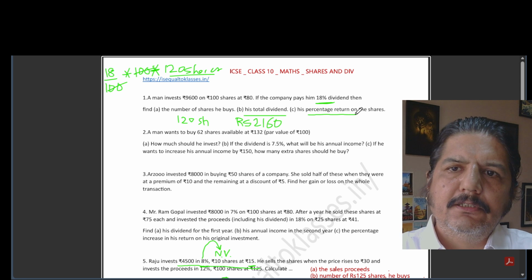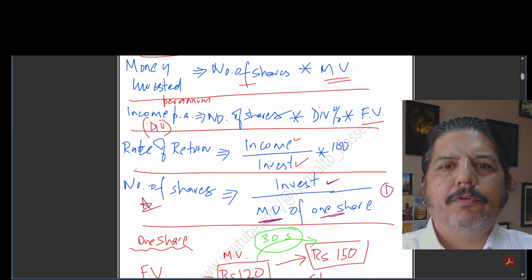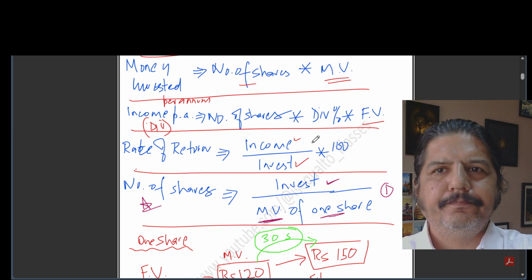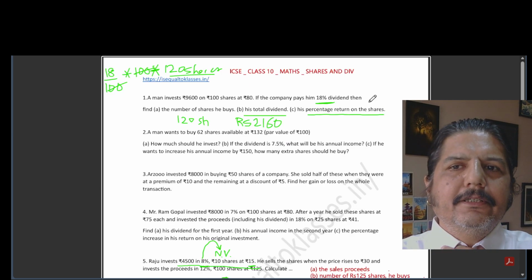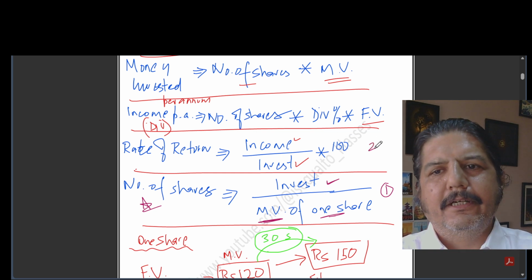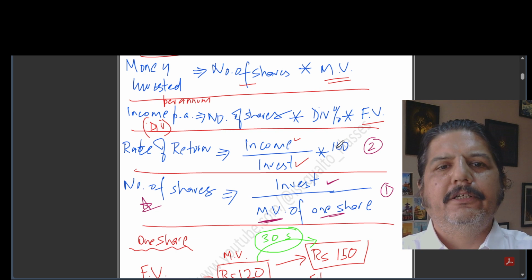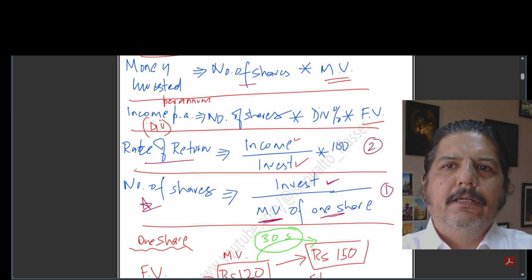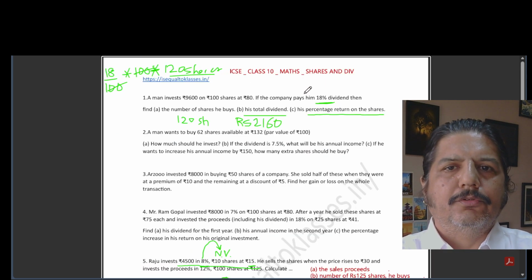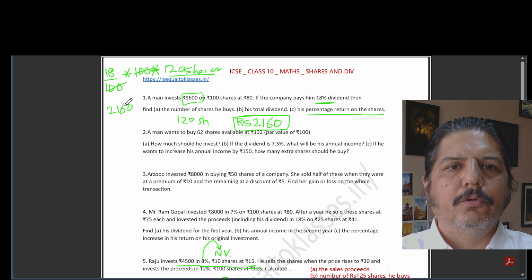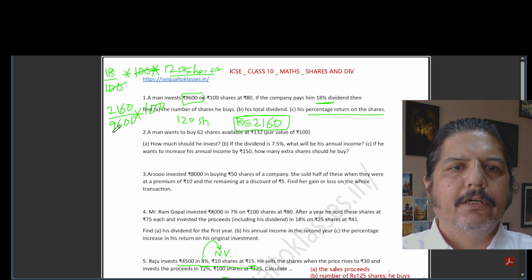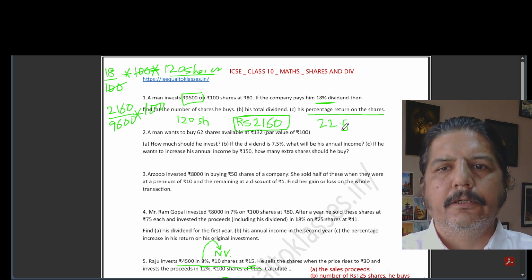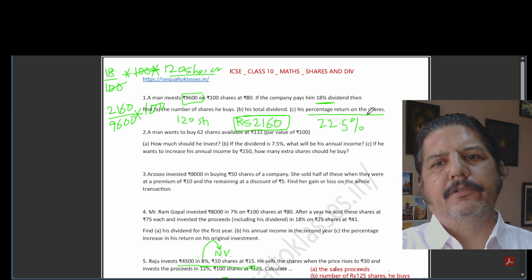The third is his percentage return on the shares. If you want to calculate the percentage return on the share, the second formula is income upon investment into 100. This is the rate of return. But we can apply simple logic also: he has earned this much amount, and he invested 9600. So all that I need to do is 2160 upon 9600 into 100. I can calculate the percentage. This would be 22.5%, and 22.5% would be the answer.